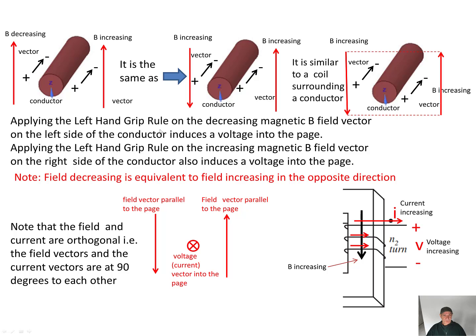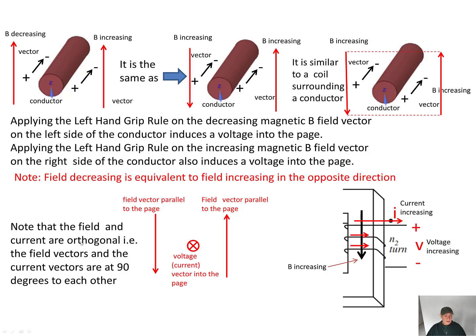Applying the left-hand grip rule on the decreasing magnetic B field vector on the left-hand side of the conductor induces voltage into the page. Applying the left-hand grip rule on the increasing magnetic B field vector on the right side of the conductor also induces voltage into the page. Note, field decreasing is equivalent to field increasing in the opposite direction.